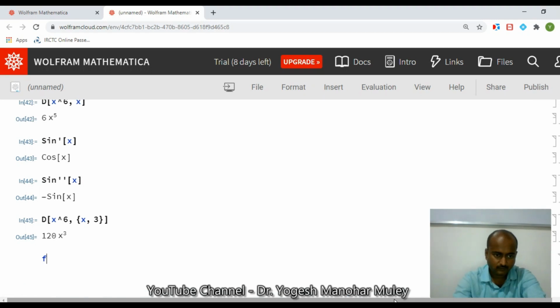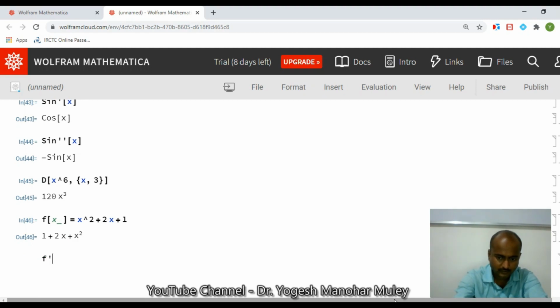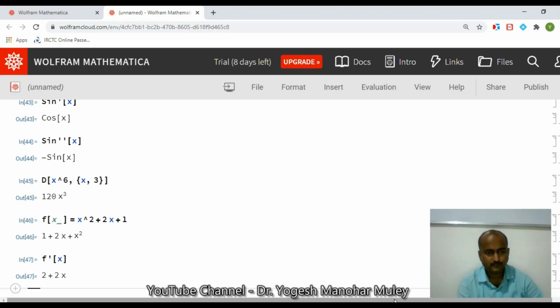Now we'll try a function f of x underscore, where the underscore indicates that a value of x can be substituted. So x square plus 2 x plus 1. Okay, this is our function f. Using prime notation, f prime of x will give the first derivative of f of x. So this will give the derivative of x square, which is 2x, and the derivative of 2x is 2.